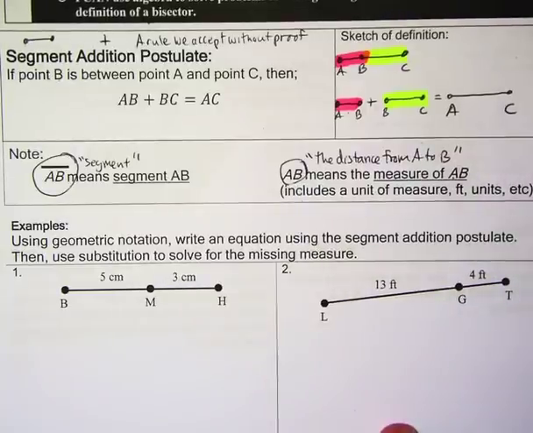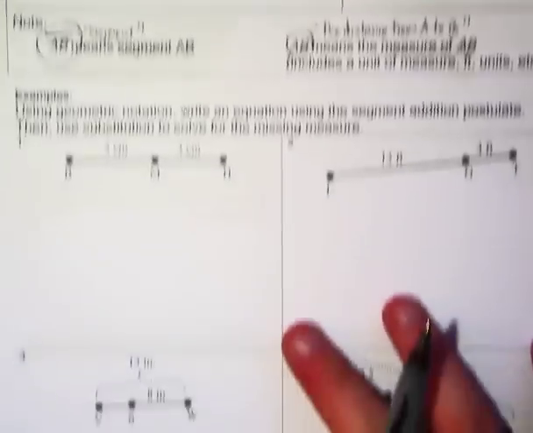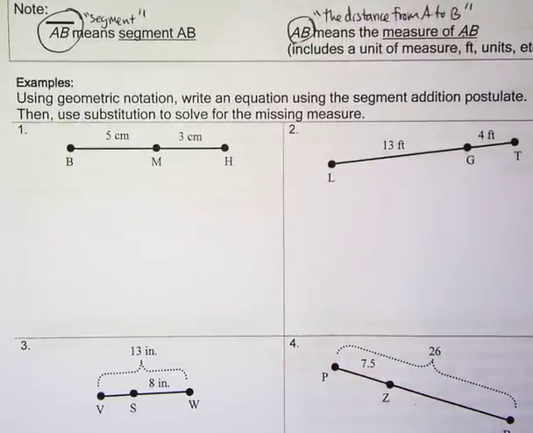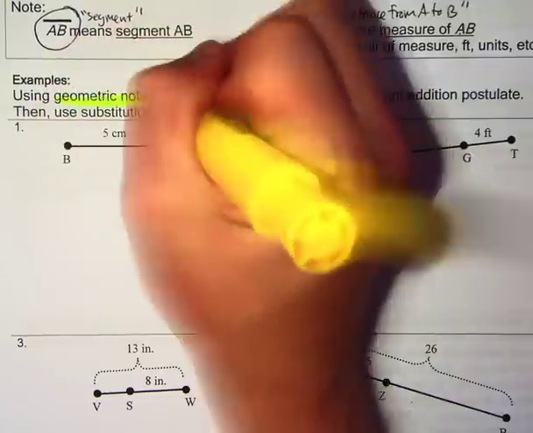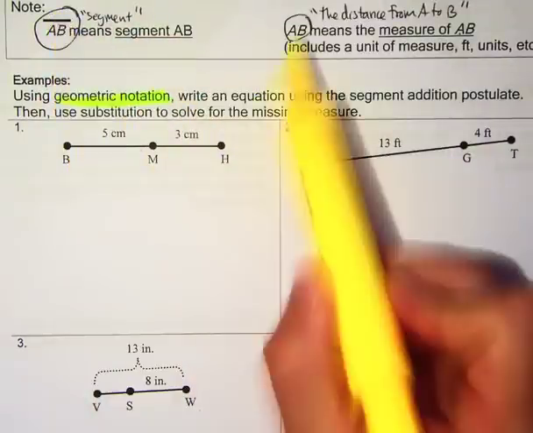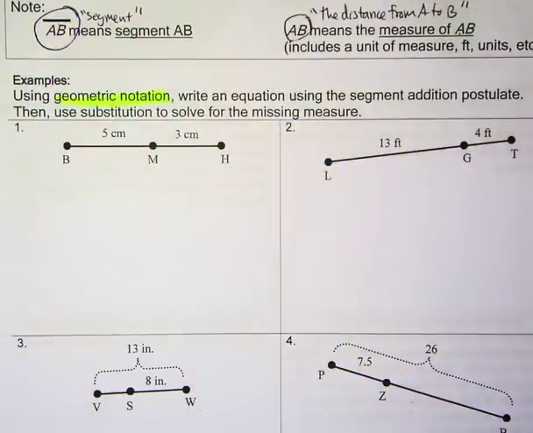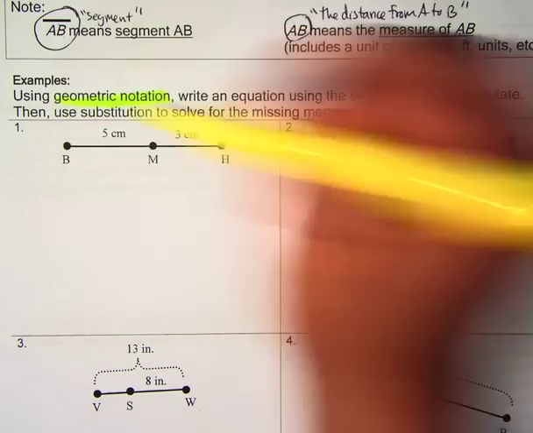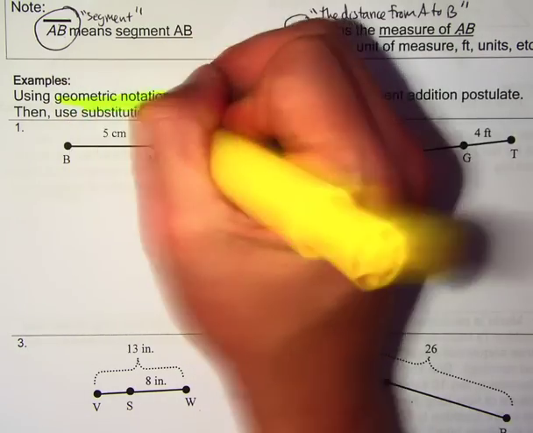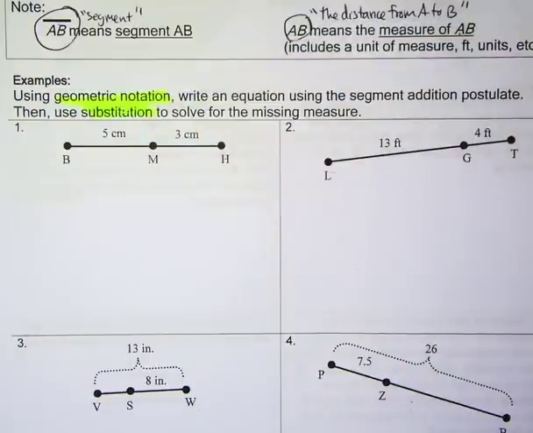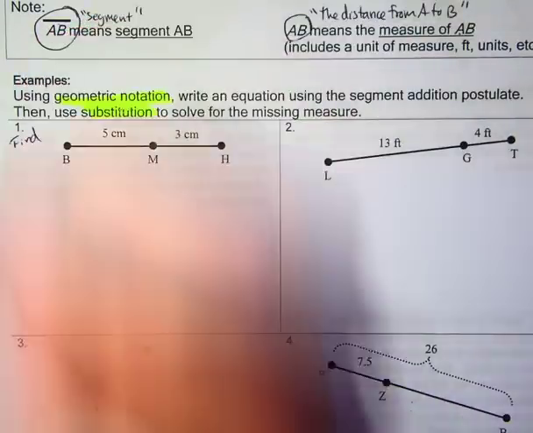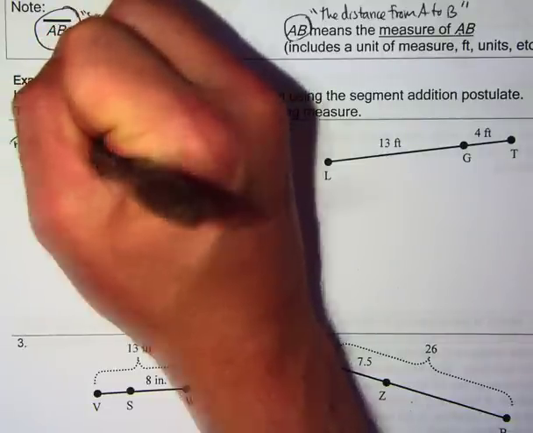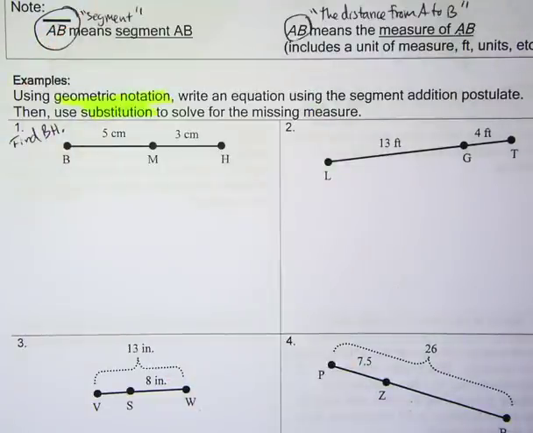Okay. Let's go ahead down here and take a look at some examples. What's the goal here? We're going to use geometric notation. So we need to make sure we're using things like this bar or without the bar. And then we're going to go ahead and use substitution to solve for a missing measure. So let's say that the thing we're trying to find is the distance from B to H. Okay, this is what I'm looking for.